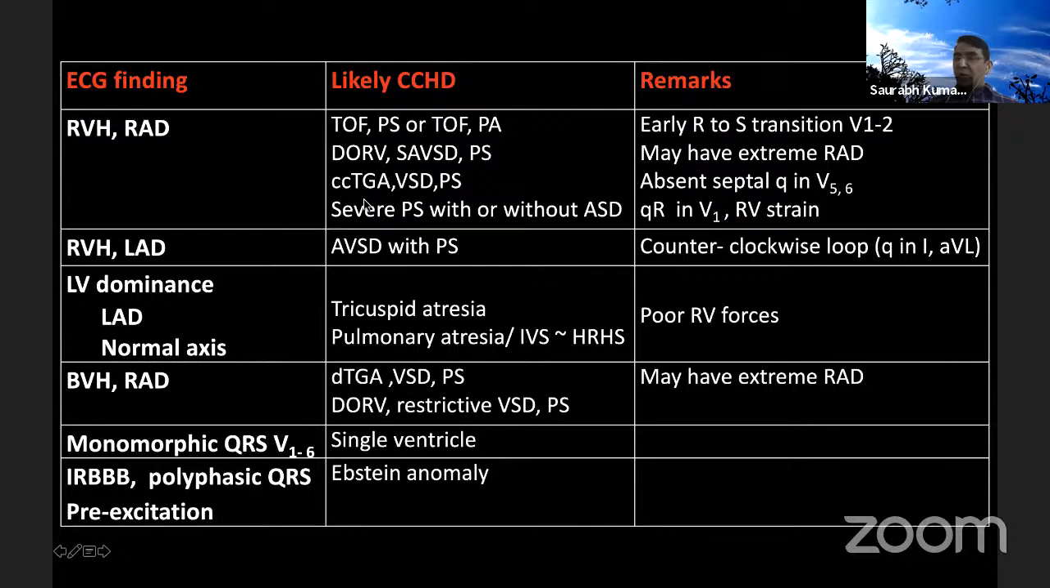When there is ventricular inversion in terms of ventricular arrangement, RV lying on the left side of the left ventricle, then we have absent septal Q waves in V5, V6 with or without Q waves in V1 and V2, and this indicates CCTGA for all practical purposes. Monomorphic QRS suggests single ventricle. Polyphasic QRS with pre-excitation would indicate Ebstein anomaly, especially if these patients have given us a history of palpitation during our history taking.